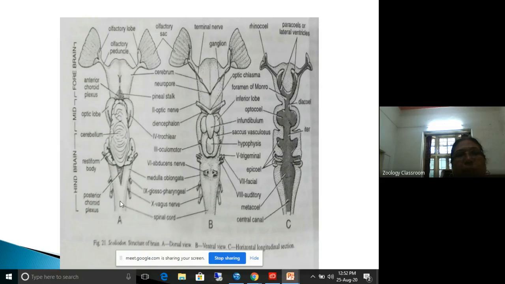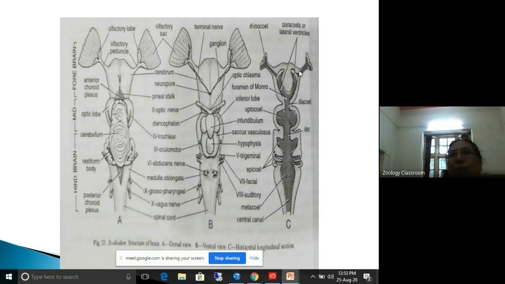Then the next part is the medulla oblongata. It is broad on the anterior side and narrow on the posterior side. On its roof there is the posterior choroid plexus. So there are two choroid plexuses: one is the larger anterior choroid plexus, the second is the posterior choroid plexus, and these secrete cerebrospinal fluid. These are found in the ventricles. So this is the ventral part: of the diencephalon, the infundibulum, optic chiasma, inferior lobe, then hypophysis and saccus vasculosus. These are the ventral parts, and this is the medulla.